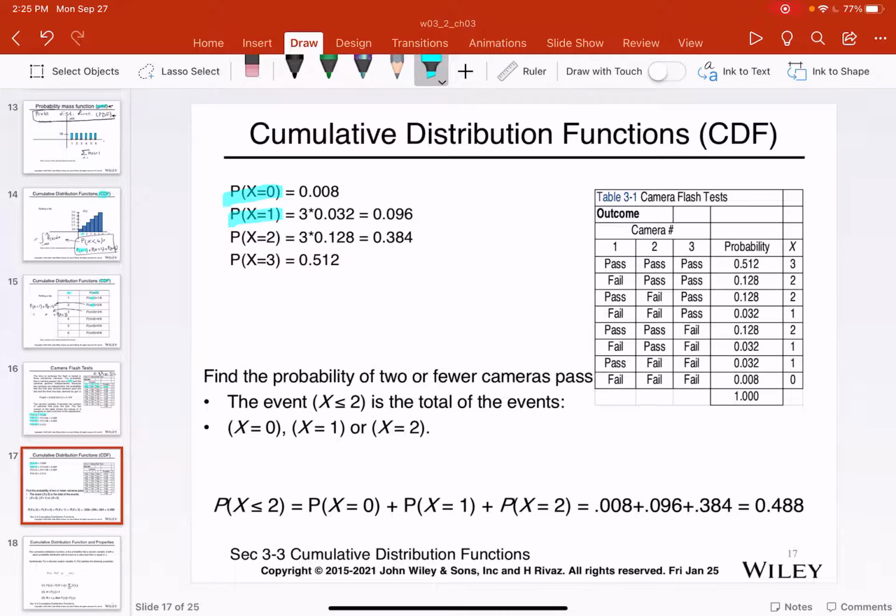The question wants us to find the probability of 2 or fewer cameras passing, right? So if I denote X as the number of cameras that pass, I want X to be less than or equal to 2. That means either X is 0 or 1 or 2, right? And remember, whenever we say or, we have to add. So that is going to be P of X equal to 0 plus P of X equal to 1 plus P of X equal to 2.